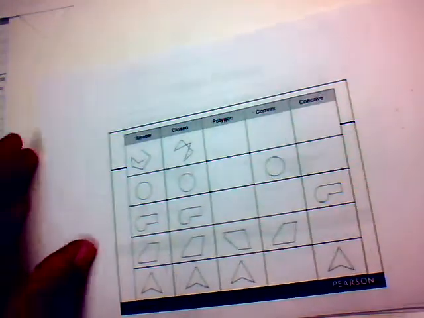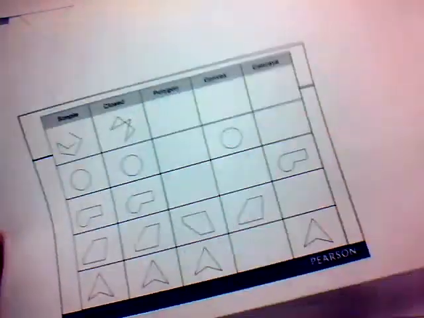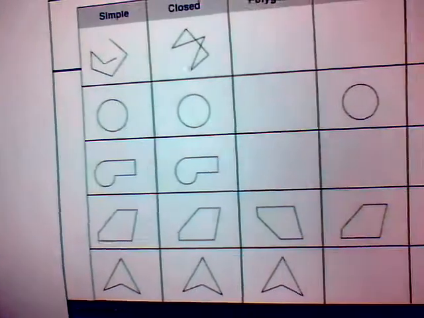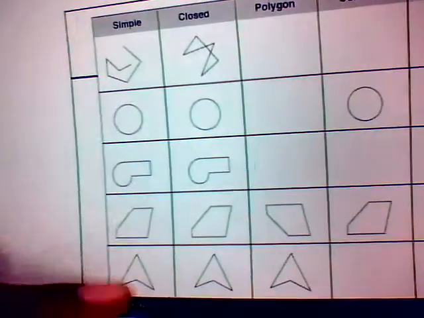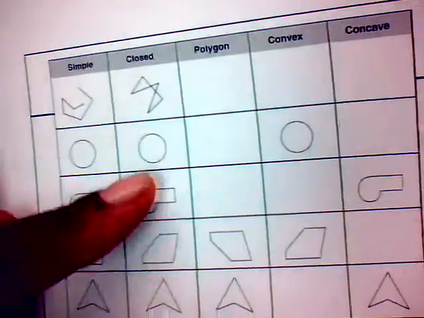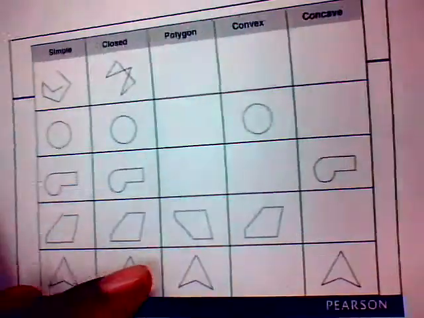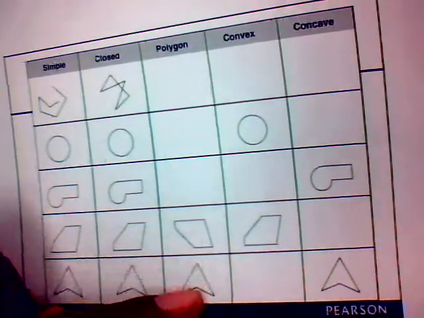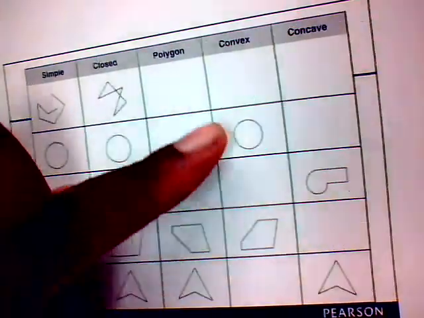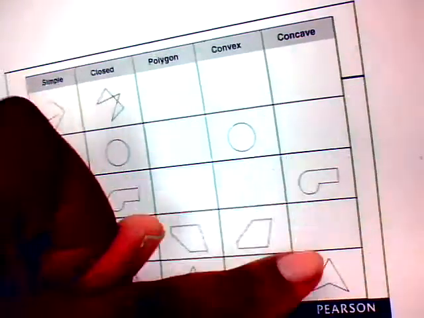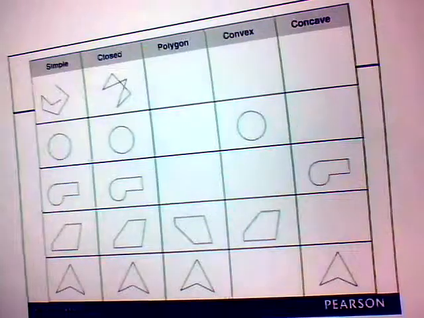And these are some examples of what a simple curve looks like. On the left, you see what simple curves look like. Then you have a closed curve, and from that we can weed out which ones are polygons, like this one, like these two here. These two are convex. These two are concave. These two have indentations in them.